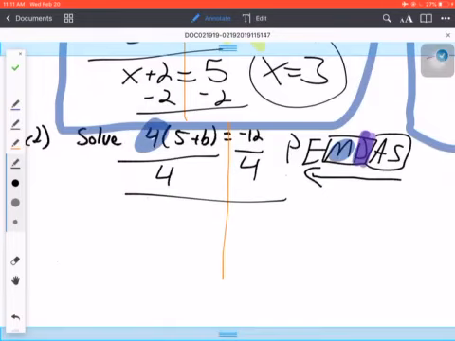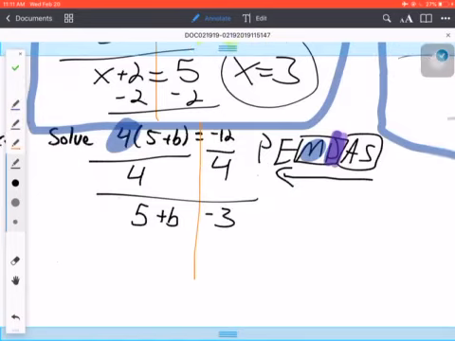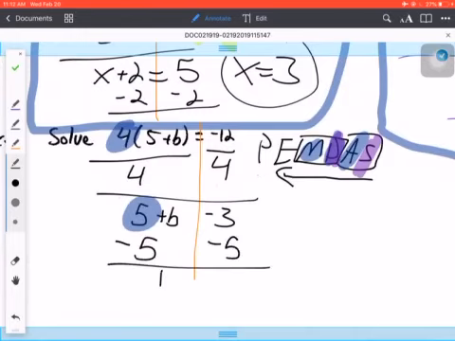So all that remains now, I've divided both sides by 4, so I'm left with 5 plus b equals negative 3. I then have addition. That's actually right here. This 5 is positive, that's why it's being added. So I can undo that by doing subtraction. I'm left with b equals negative 8.